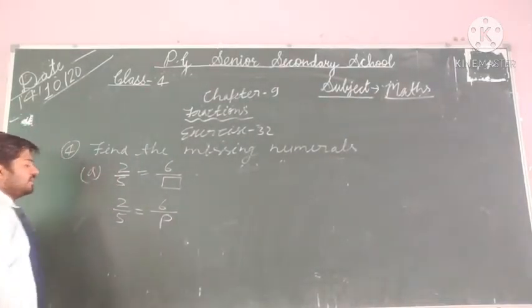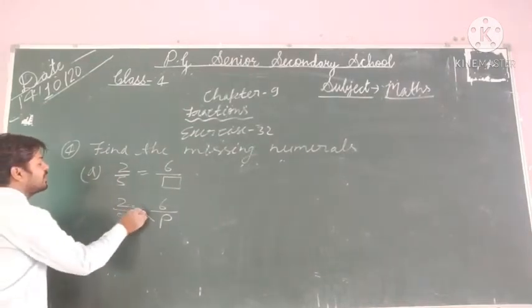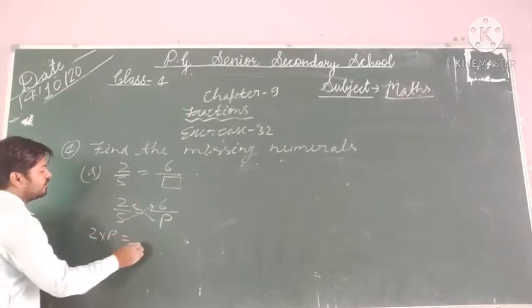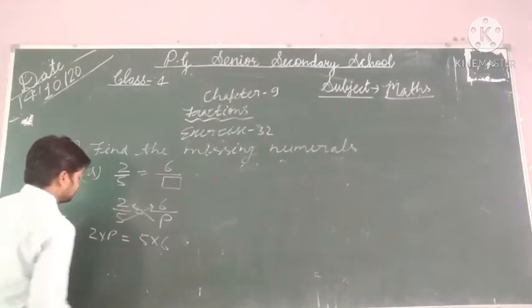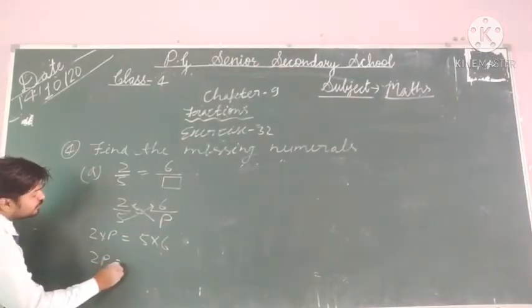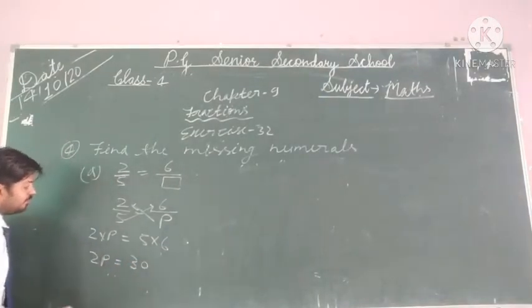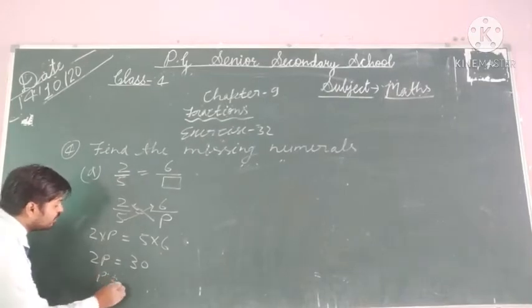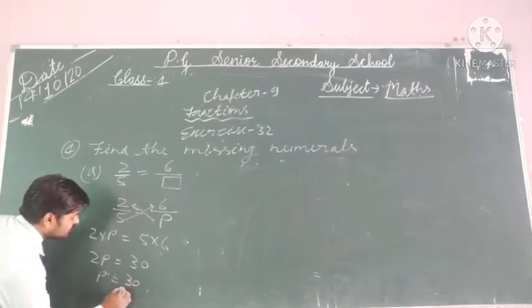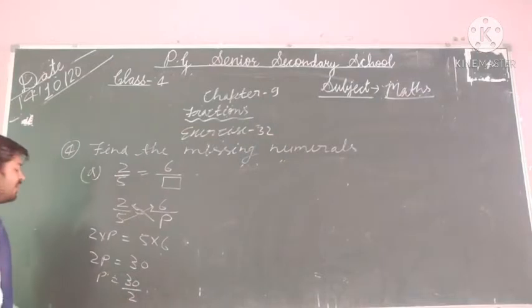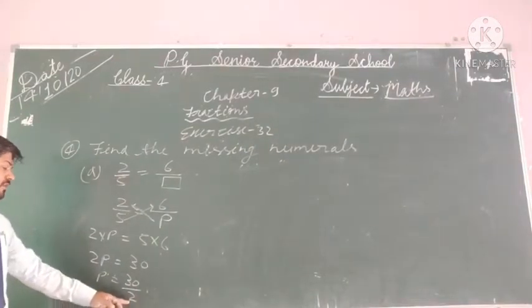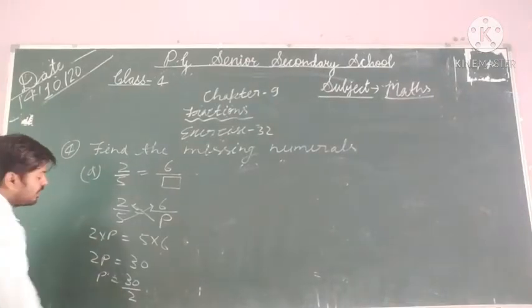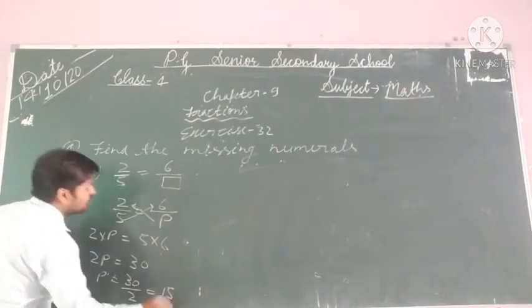So now it will be cross multiplication. So 2 multiplied by P equal to 5 into 6. So 2P equal to 30 and P equals to, now it will be divided. So P equal to 30/2. How many times it will go? So you can divide, okay? So 15 times it will go.